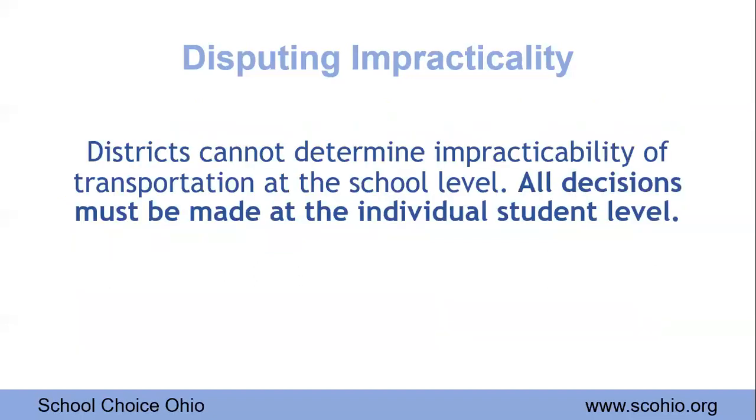Here's something important to recall. Districts cannot determine impracticality of transportation for a whole school. All decisions must be made at the individual student level. So if that sounds like it might be a little cumbersome, if a district determines that maybe 300 students in a school, that transportation is impractical, you're exactly correct. There's going to have to be fact-finding and mediation at the individual student level, as well as the final determination.